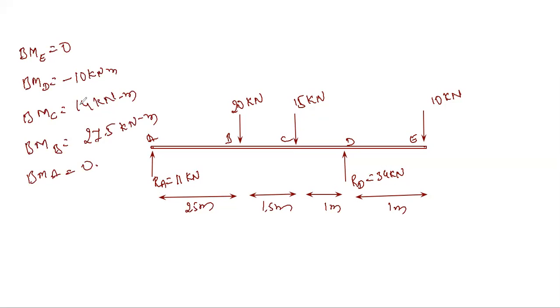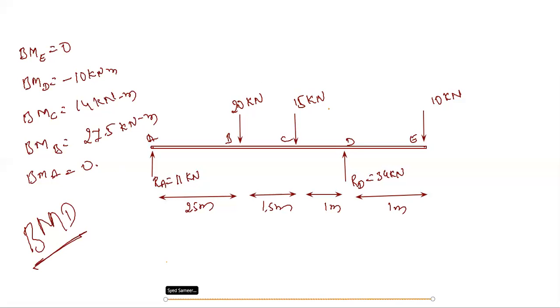Now once we get these bending moment values, the next step is we need to draw the bending moment diagram. To draw this diagram, what we need to do? First, we need to take a reference line which is parallel to the given beam. So for this beam, we'll draw a parallel line. This is the parallel line, which is parallel to the given beam.